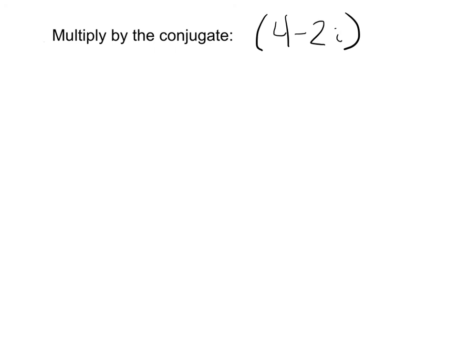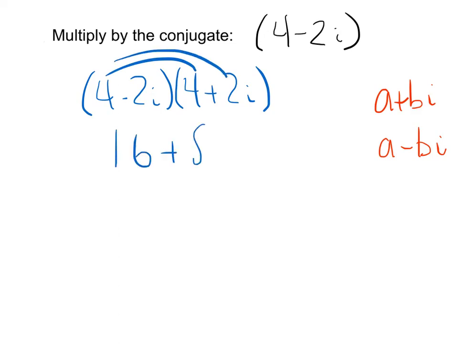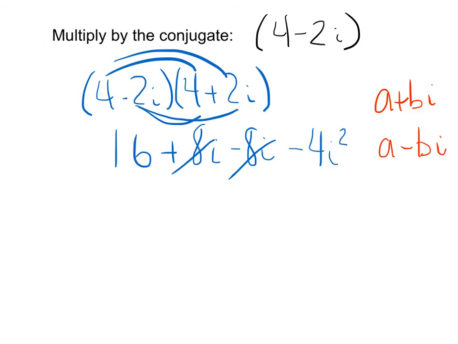So this problem says to multiply by the conjugate, and the complex conjugate of a plus bi is a minus bi. So you're just taking the opposite sign of the imaginary part. So for this problem, take 4 minus 2i times 4 plus 2i. Notice that it's a very similar pattern to the difference of squares, which is really the whole point of them. And so I get 16 plus 8i minus 8i, and that's very key. Those terms will cancel. And the last term is minus 4i squared.